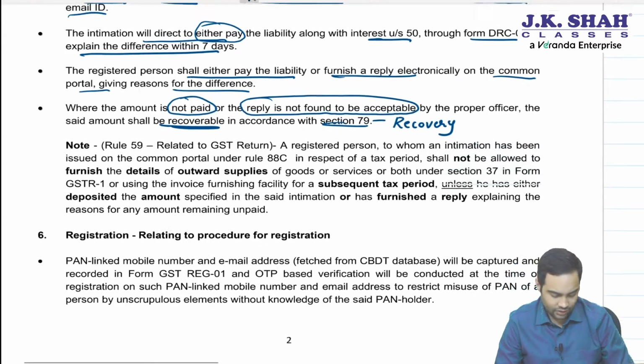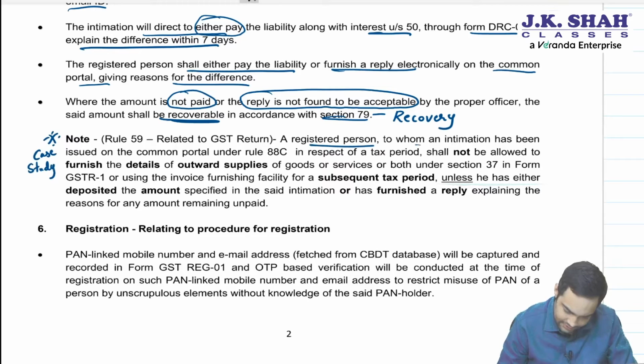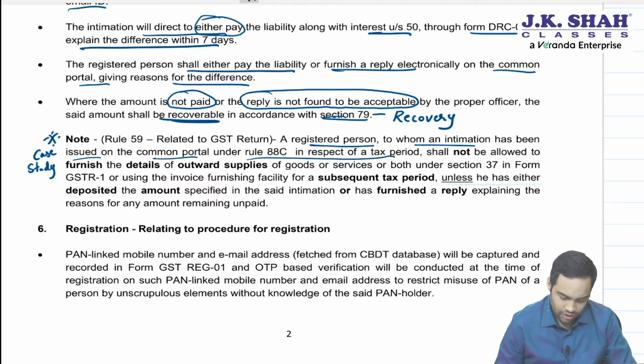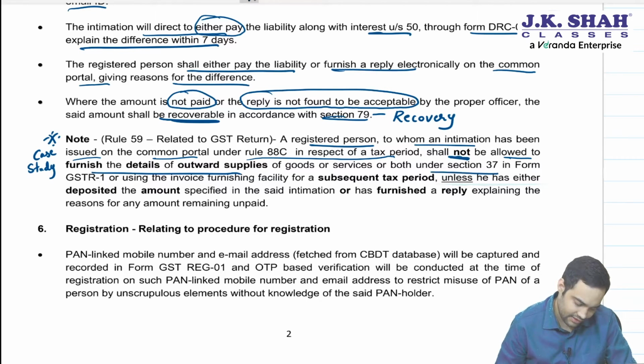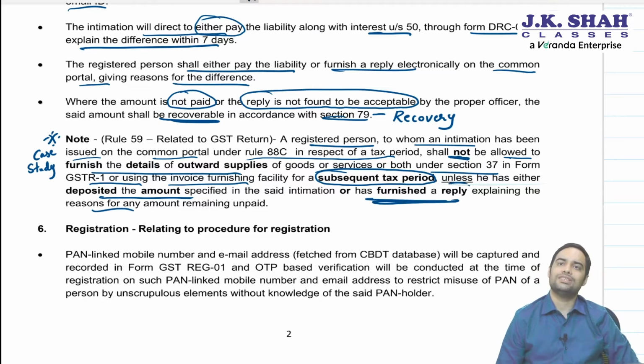Okay. Now see this note. Mark it as important for case study. A registered person to whom an intimation has been issued on the common portal for a tax period shall not be allowed to furnish details of outward supply under 37 in GSTR-1 or IFF for the subsequent tax period unless the money is deposited or a reply has been furnished. If you don't furnish the reply, if you don't pay the taxes, then you will not be allowed to file for the subsequent tax period.